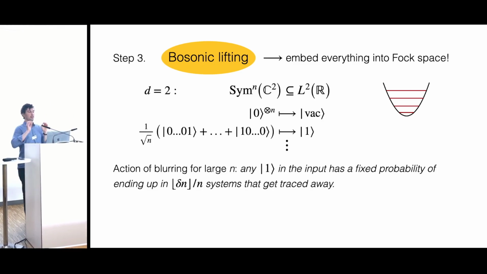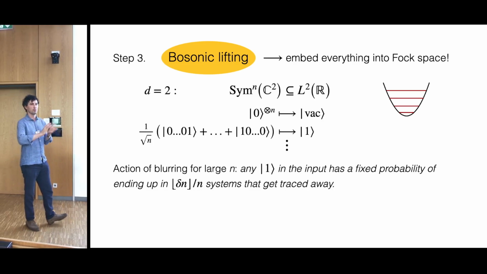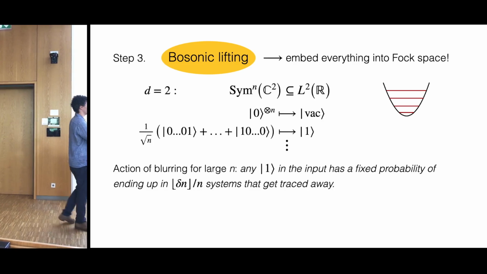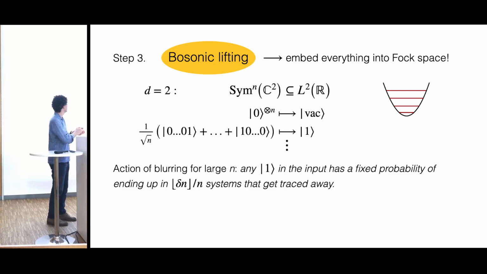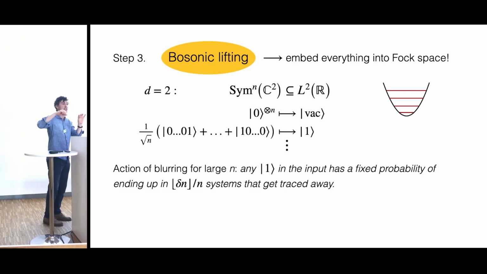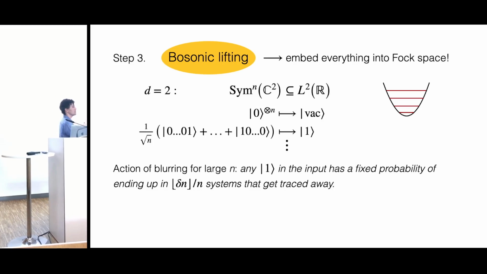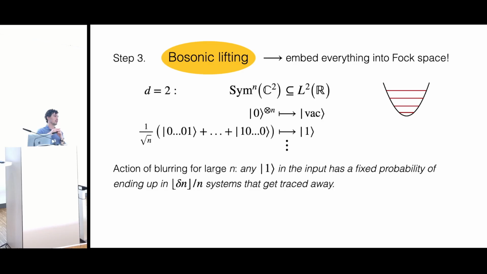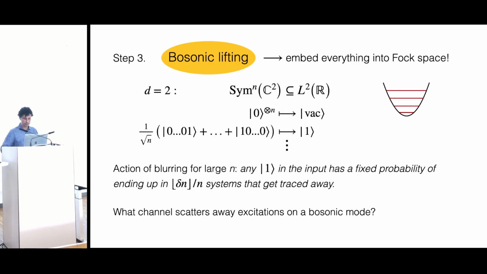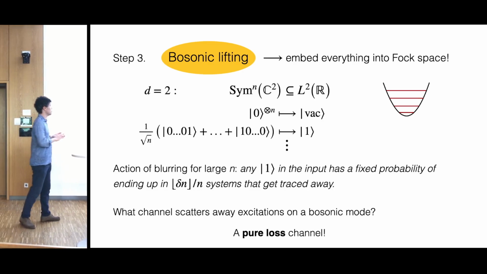Okay, so now the key physical point that takes 15 pages to prove, but it's very simple intuitively, is: what's the action of the blurring map asymptotically? Well, every excitation has a fixed probability delta of ending up in the delta fraction of systems we trace away. So if you look at it physically, what's the map on a harmonic oscillator in which every excitation has a fixed probability of getting dissipated to the environment? Well, a pure loss channel. If you've studied any quantum optics, this is going to be a pure loss channel.